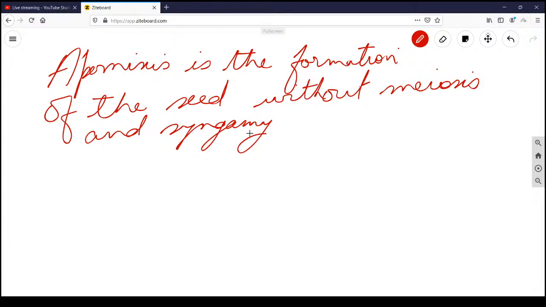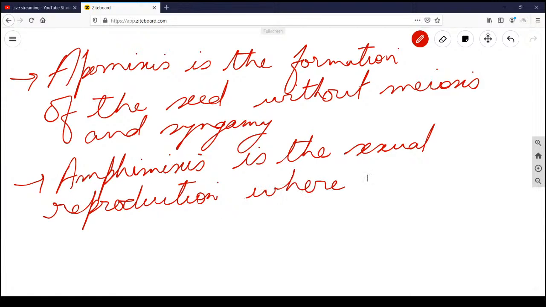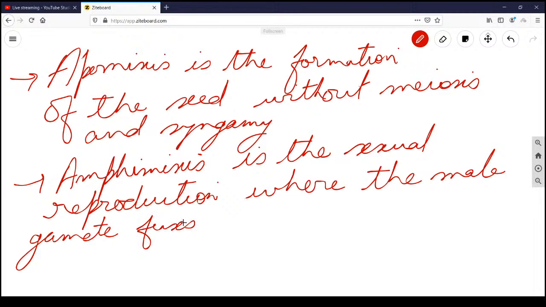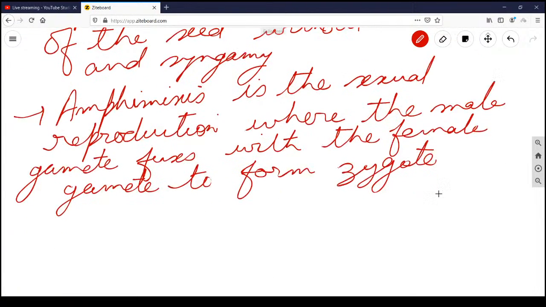Now, there is one more thing, amphimixis. If you talk about amphimixis, that is also there in your course. Amphimixis is sexual reproduction, where the male gamete fuses with the female gamete to form the zygote. Okay. Then we can come to parthenogenesis.